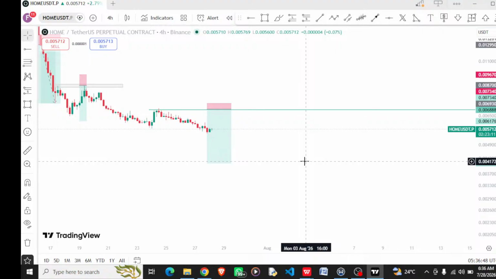You don't use this kind of setup on Bitcoin, because Bitcoin from this area can start reversing. But with this kind of newly listed token, when it gets to the highest high or highest low, it can start dumping back, because the possibility of it coming down is very high. The volume at this point is very low, so it starts coming down.